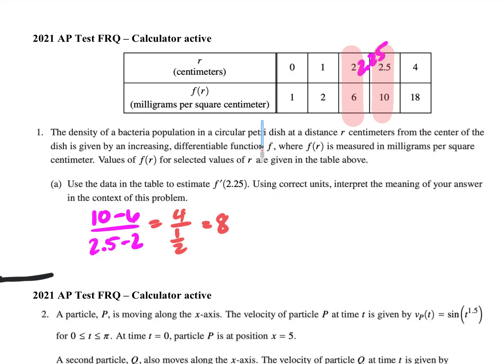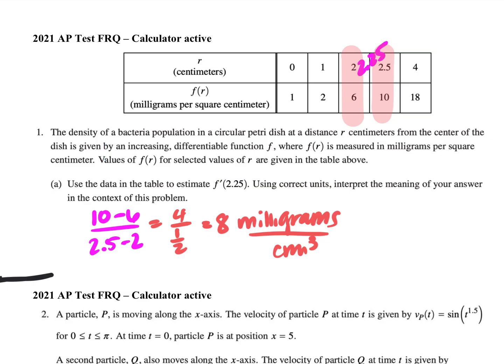Let's first talk about what my units would be. You took this over that. How would we say that? Yeah, milligrams per square centimeter per centimeter would make that centimeters cubed. So I would say milligrams per centimeter cubed. Good. Interpret the meaning of our answer.